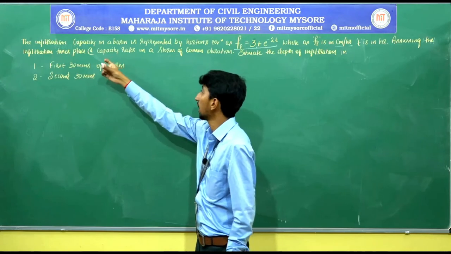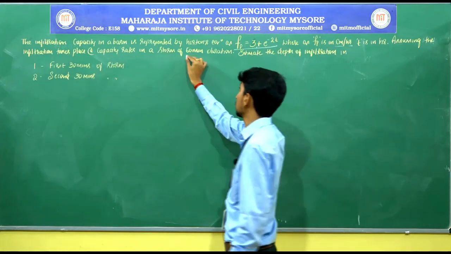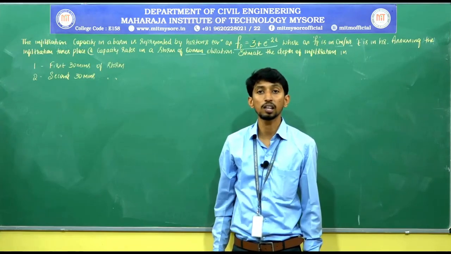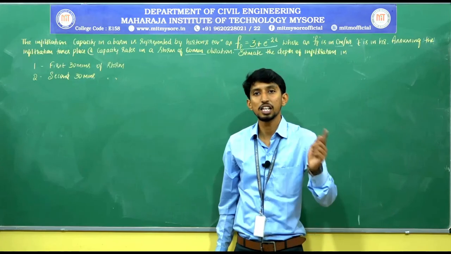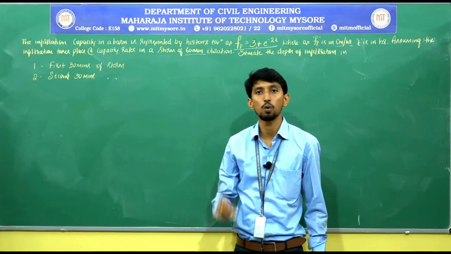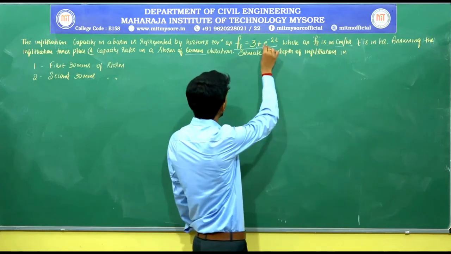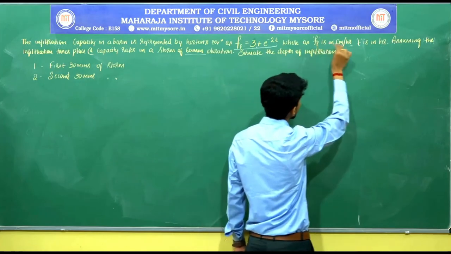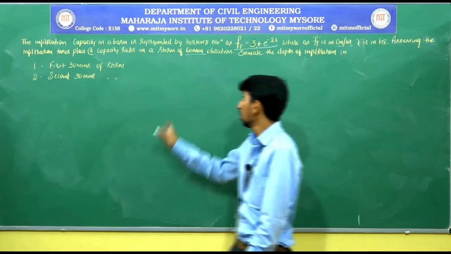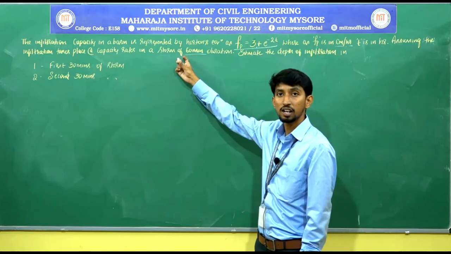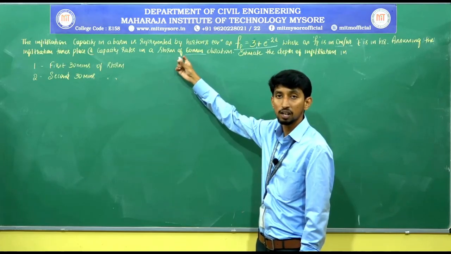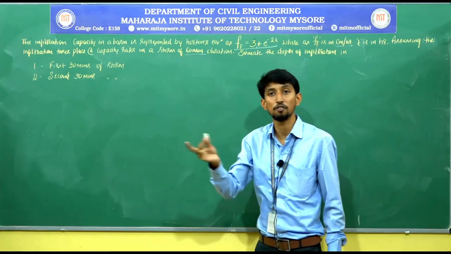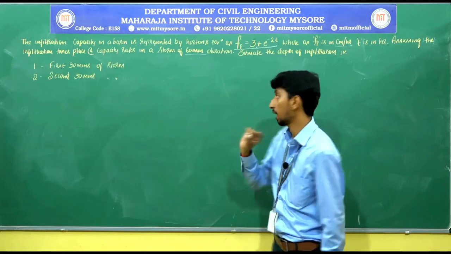Assuming the infiltration takes place at capacity rate in a storm of 60 minutes. What is it saying? The storm or the infiltration takes place for only 60 minutes. We can represent 60 minutes as 1 hour, because in the formula the time is measured in hours and the infiltration capacity is measured in centimeter per hour. In the question he has mentioned minutes, but we need to convert the minutes to hours. The storm duration is 60 minutes.